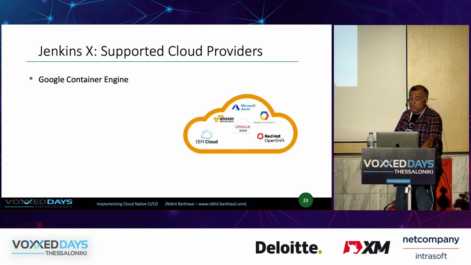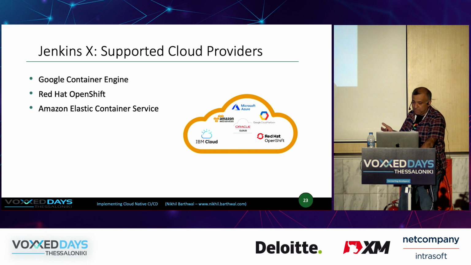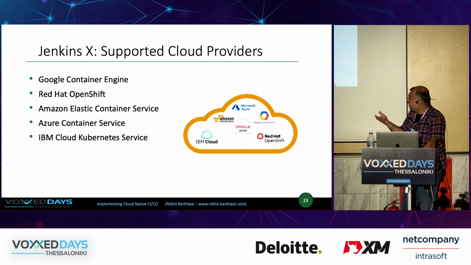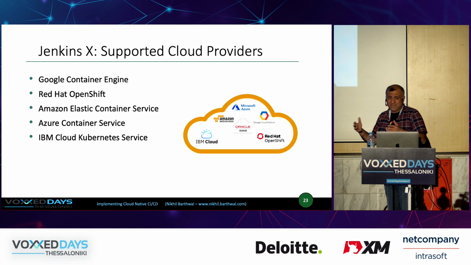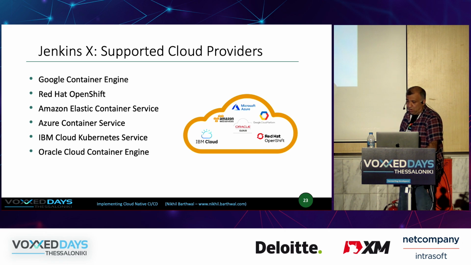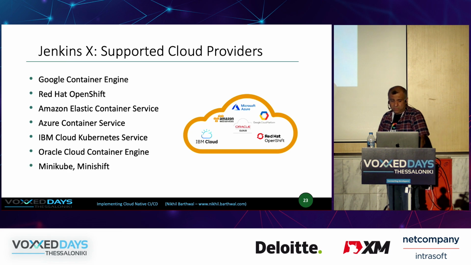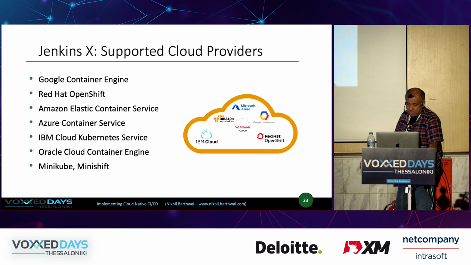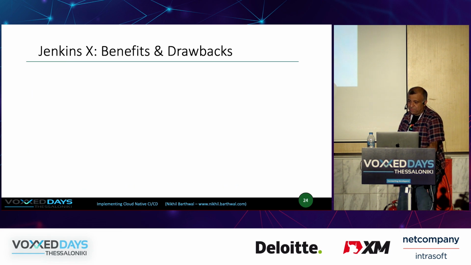So it has plugins for Google Container Engine, Red Hat, Amazon. Because it's open source, and like I said, it shares the philosophy of Jenkins, so it's extensively automated. So you have out of the box support for all of these various services, and of course, Minikube and Minishift. So what is the difference? What are the benefits and drawbacks of using Jenkins X?